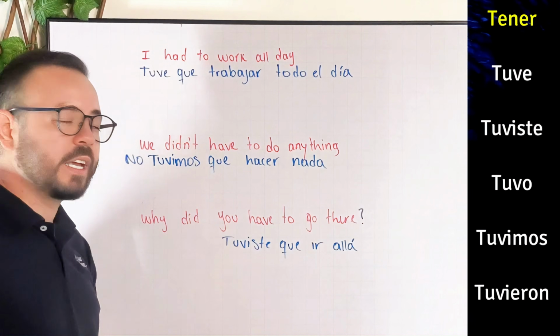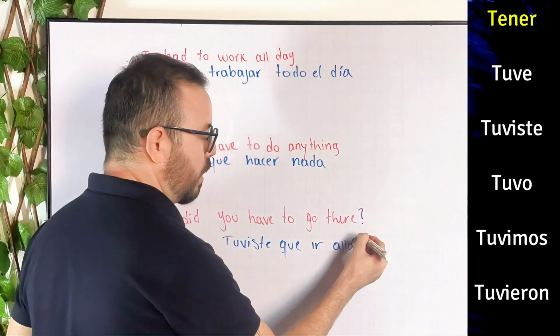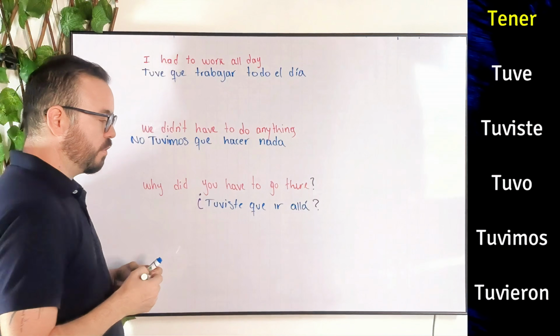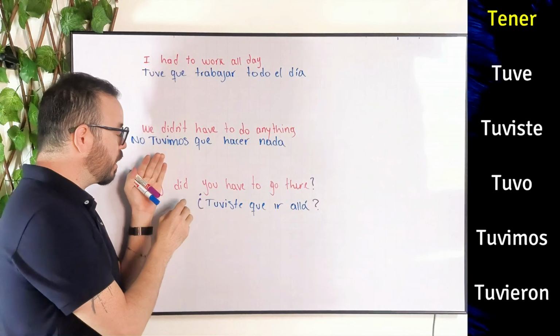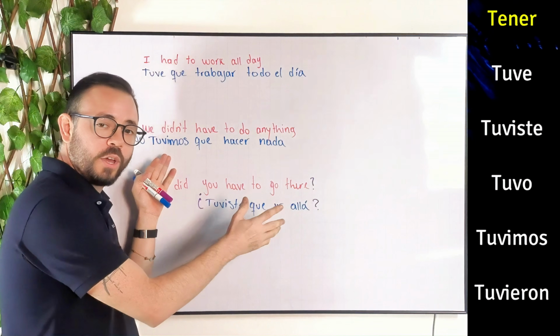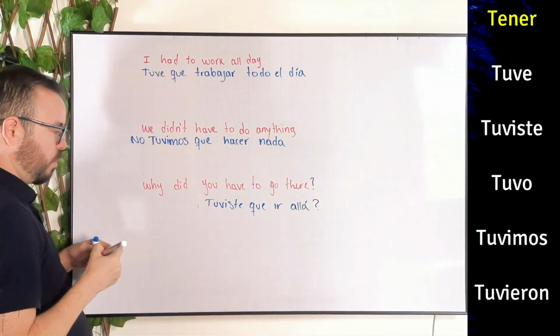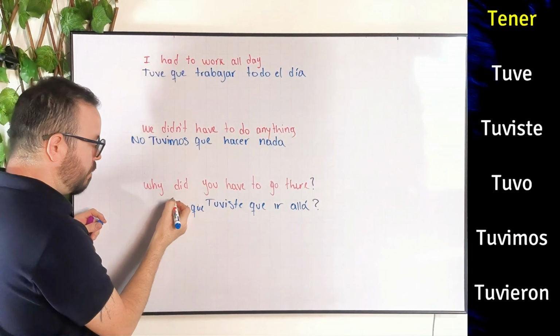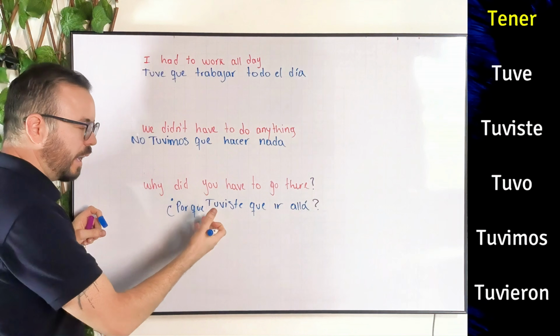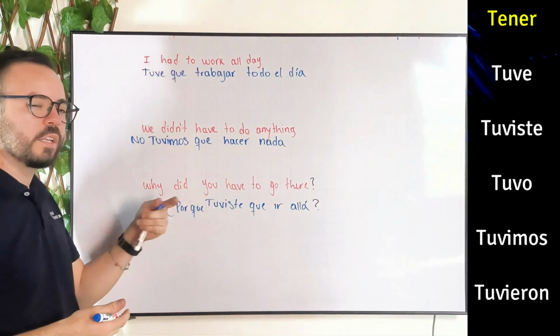Now, how do we turn this into a question? We basically just need to add question marks, and my question is ready. Just adding these question marks, I'm already saying, did you have to go there, okay? And now at the end, we just need to add why in front. That is pretty simple. We're just going to say, ¿por qué? Then we say, ¿por qué tuviste que ir allá? Or, why did you have to go there?